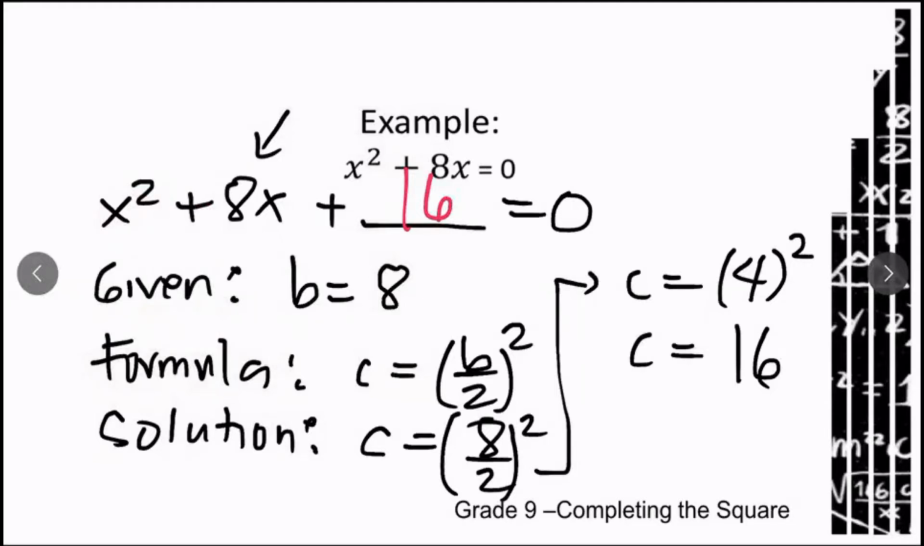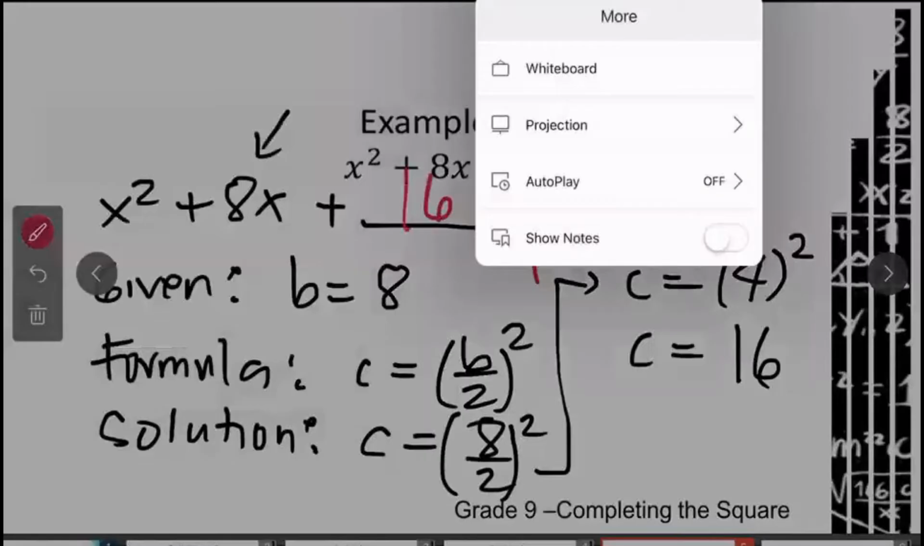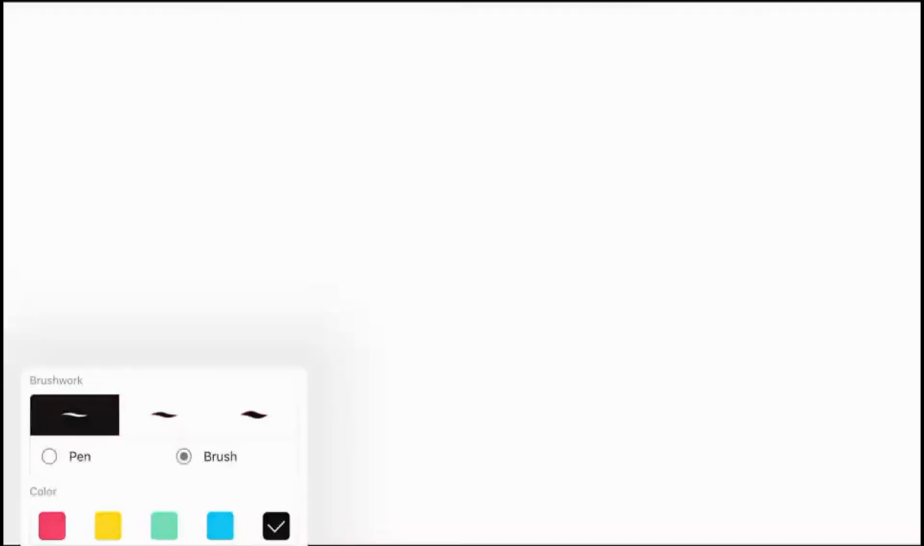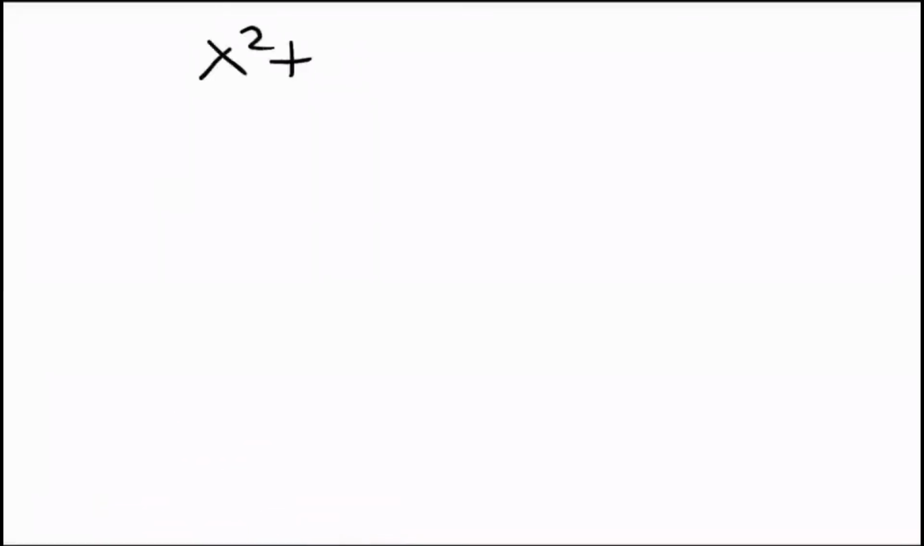Always remember, if we add 16 on the left side of our equation, as you can see there is an equal sign, we should add 16 on the right side as well. Therefore, to sum it up, our final equation will be x squared plus 8x plus 16 is equivalent to 16.